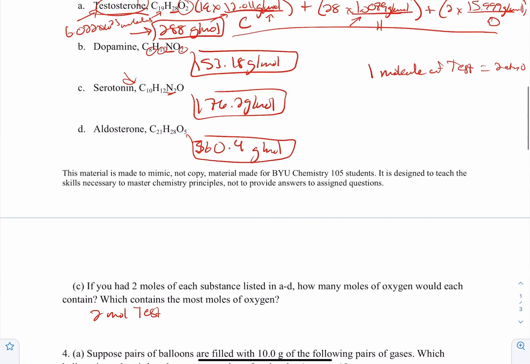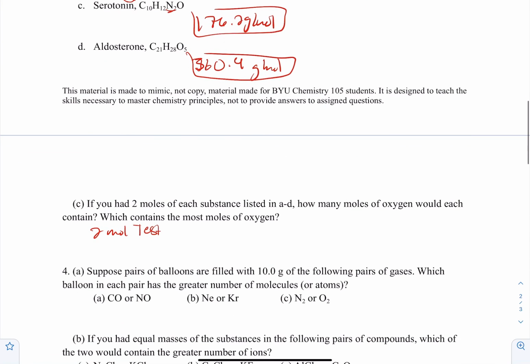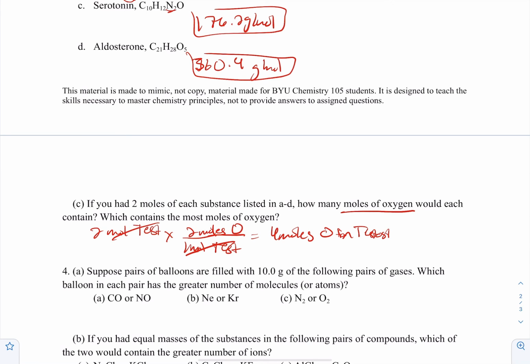So what that really means is that for every 1 mole of testosterone I have 2 moles of oxygen. And then the moles of testosterone will cancel. They're just asking for moles of oxygen, so we're not looking for atoms of oxygen. And in this case, it will be 4 moles of oxygen for testosterone. So that's how you'll go about solving these.